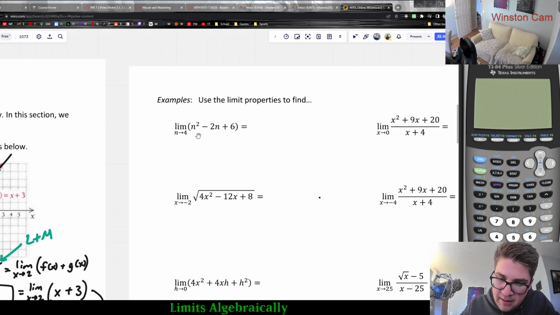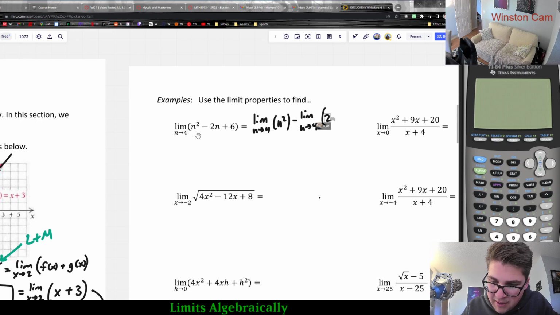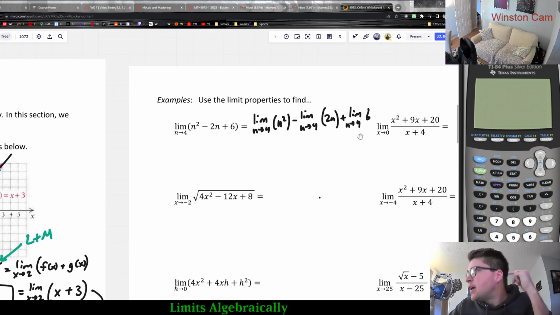That would give me the limit as n approaches 4 of n squared, minus the limit as n approaches 4 of 2n, plus the limit as n approaches 4 of 6. The subtraction symbol stays consistent between them. And each one of these individually can help me to solve it. A lot of these limits are simpler once I break them down into parts. For example, the limit of a constant is a constant.